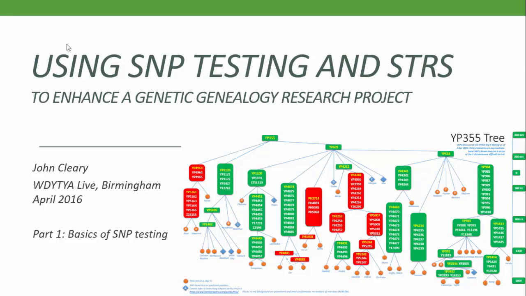The talk has been divided into 3 parts for this presentation. First, this part will look at the basics of SNP testing. Part 2 will examine some more advanced issues surrounding SNP tests and how to make best use of their results. And the final part will show how the results of SNP tests can be combined with more familiar STR tests to generate more powerful and detailed descent trees for a family line.